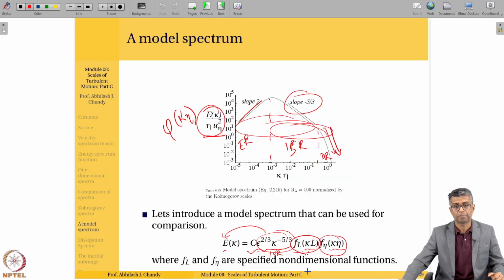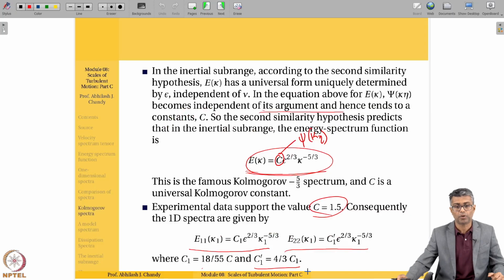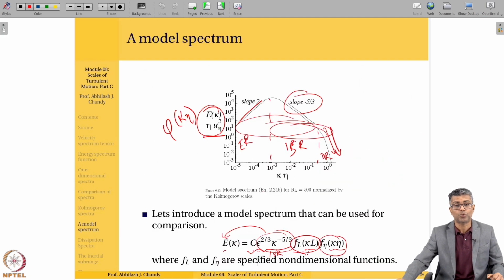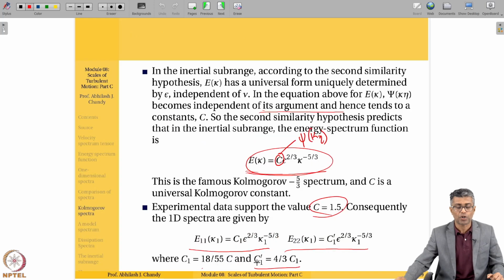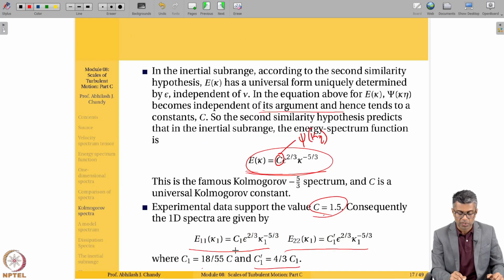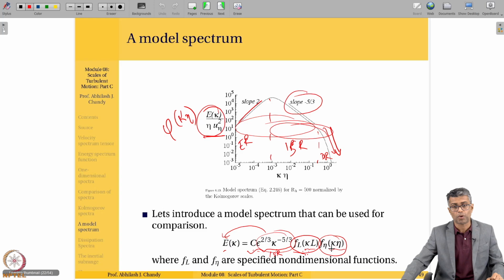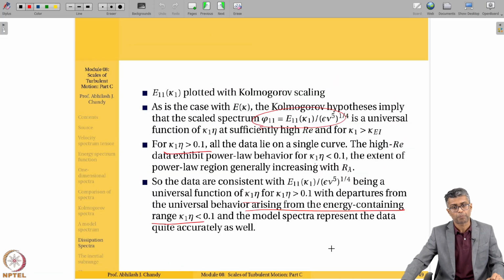If I go back, I am talking about these constants, C, C1 and C1 dash, except here I have E11, E22 and E33. So I will not plot C, but I will plot C1, I will plot C1 dash. And since E33 is the same as E22 in isotropic turbulence, I have the same constant C1 dash. So it's not C1 double dash, it's still C1 dash.